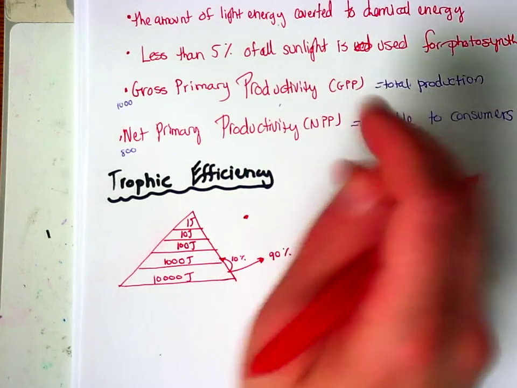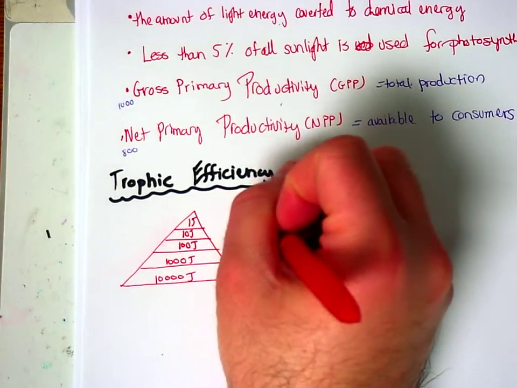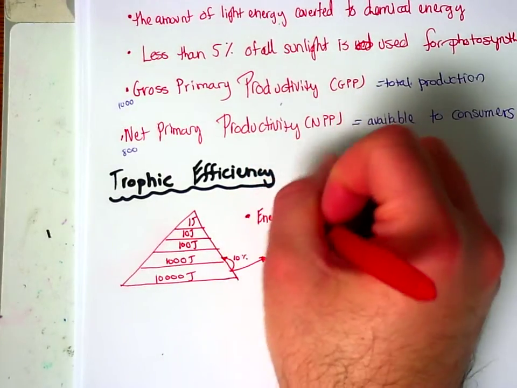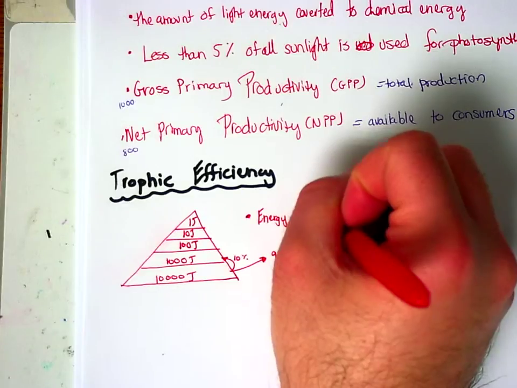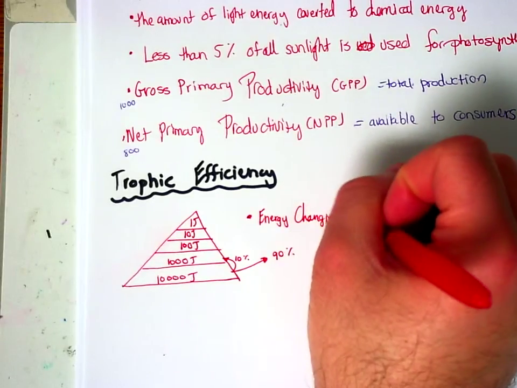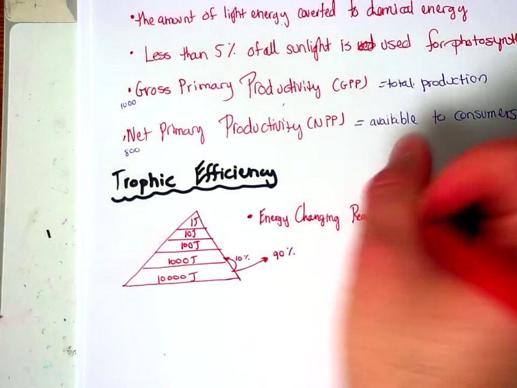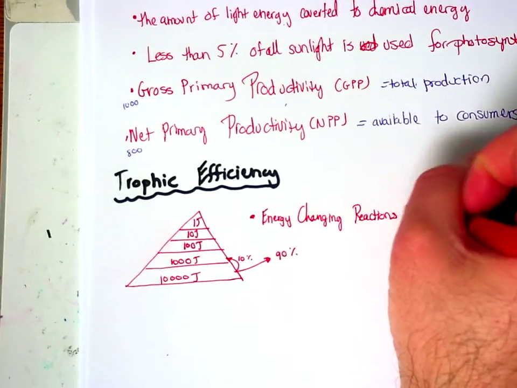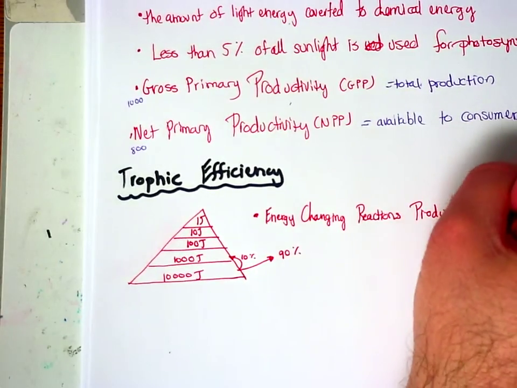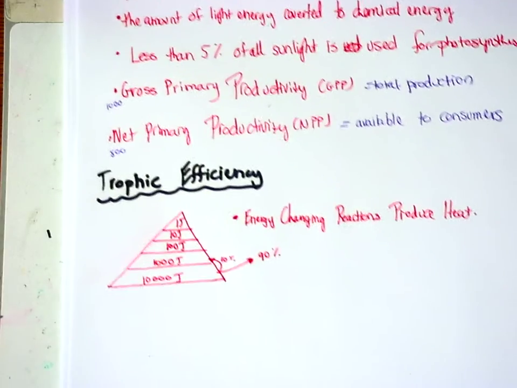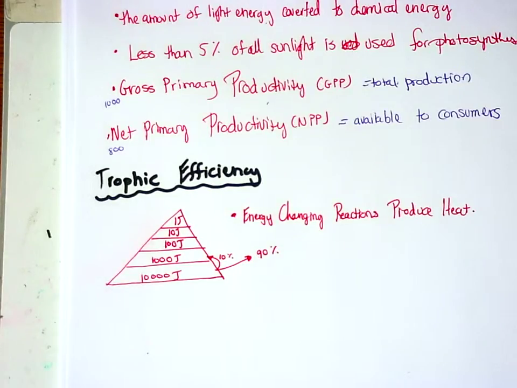Now, what you're seeing here with this inefficiency is that at each energy change, there's a production of heat. And we know heat is like the enemy of any energy-based reaction in physics. You're always having this loss of energy as heat. And so it would make sense that you would be inefficient because of this.